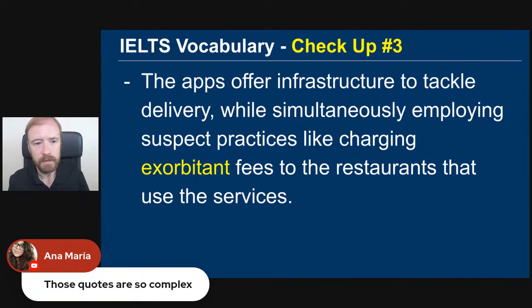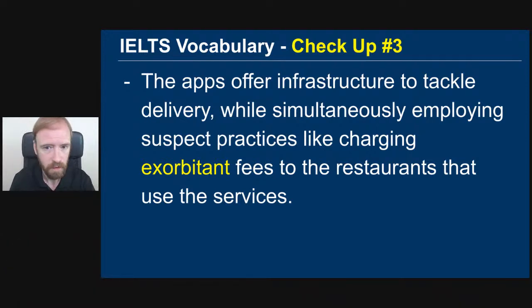So yeah, it's just a skill you need to practice before the IELTS exam. They're going to give you complicated sentences, and you've got to be able to figure them out. You might not understand them 100%, but little tricks here and there can help you find your information. Exorbitant fees. So the fees are too big. That's all it means. They're charging exorbitant fees. They're charging too high fees to the restaurants to use that service.